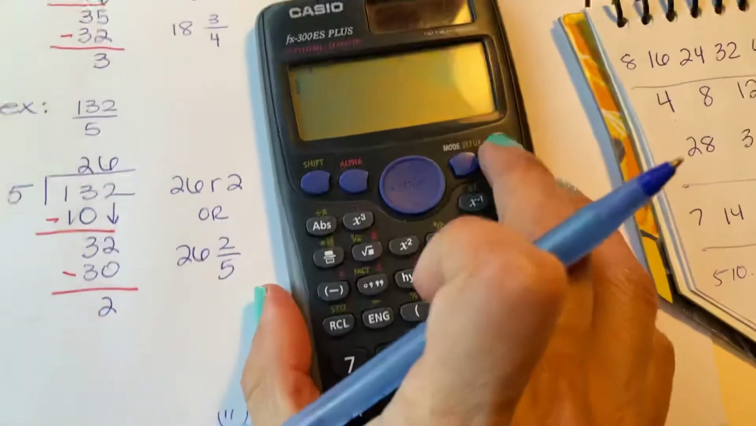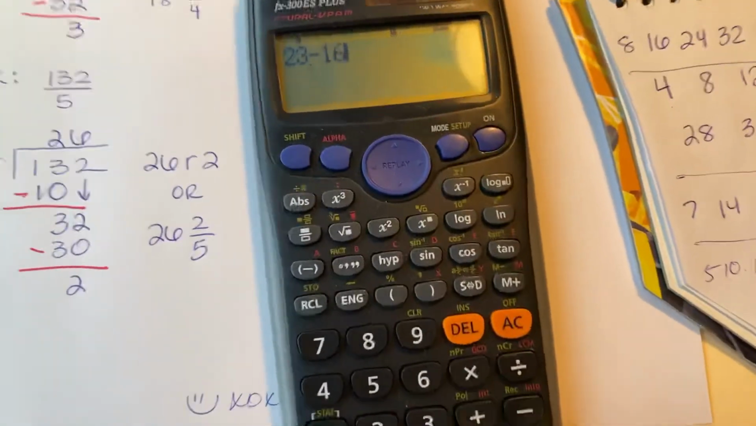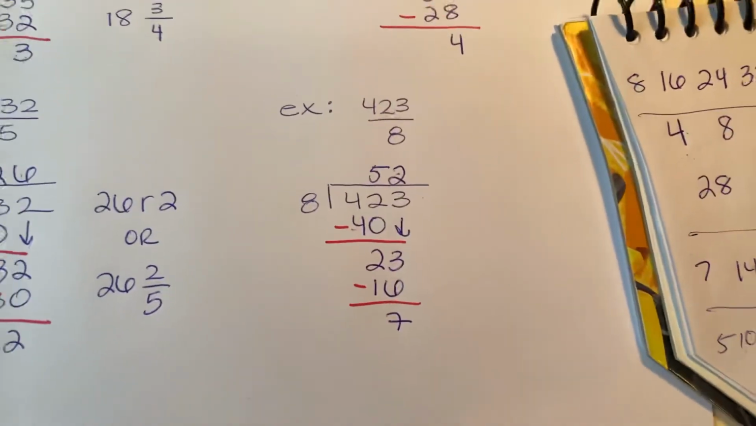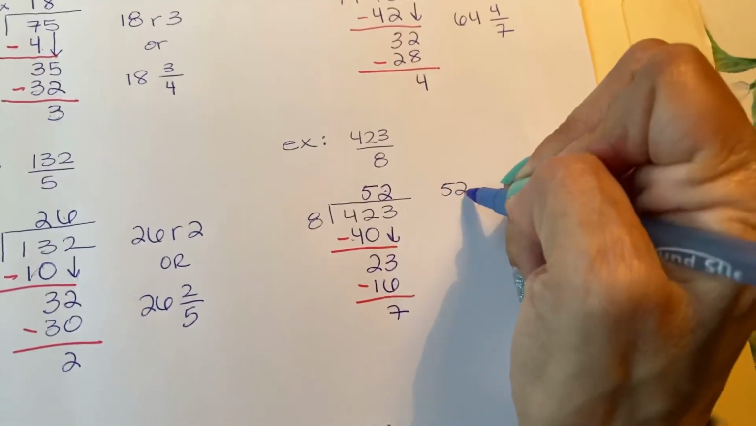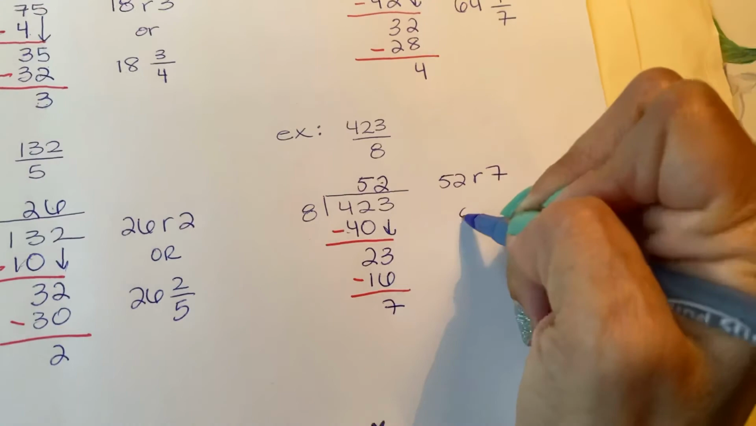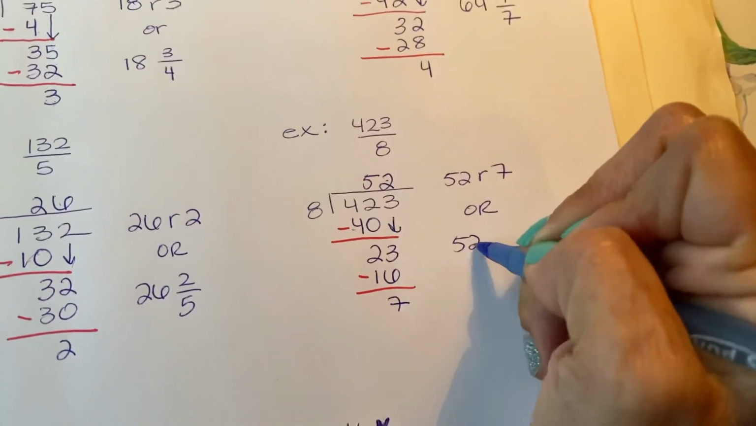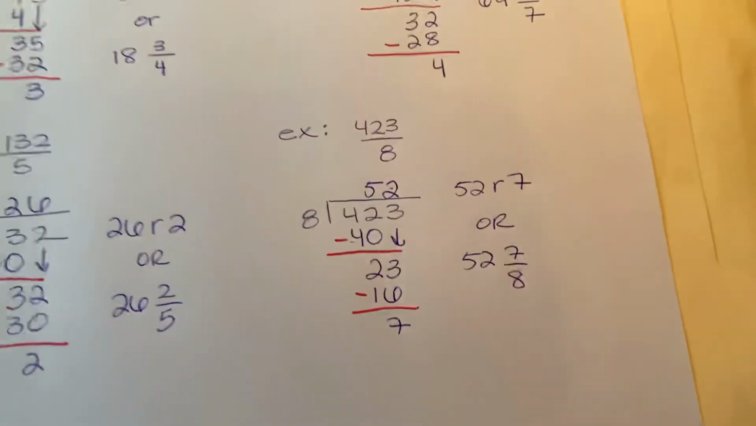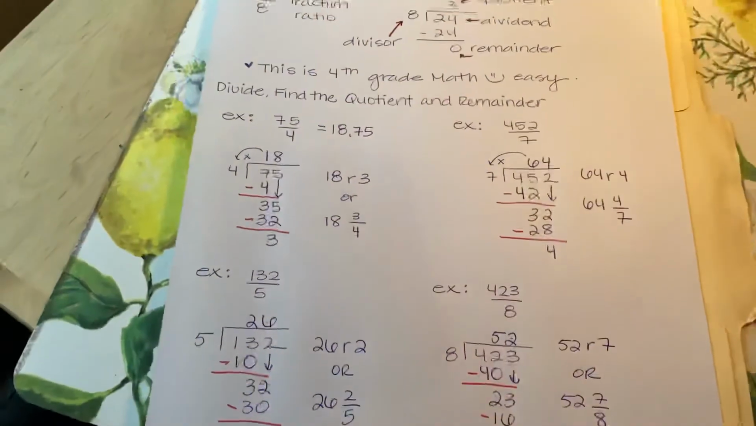If you don't believe me, grab a calculator. What's 23 minus 16? 7. Okay, so now what's your answer? 52 remainder 7 or 52 and 7/8. Okay, that is your long division.